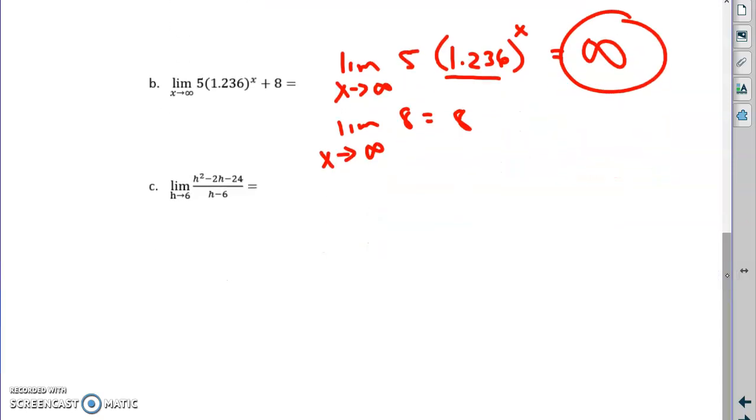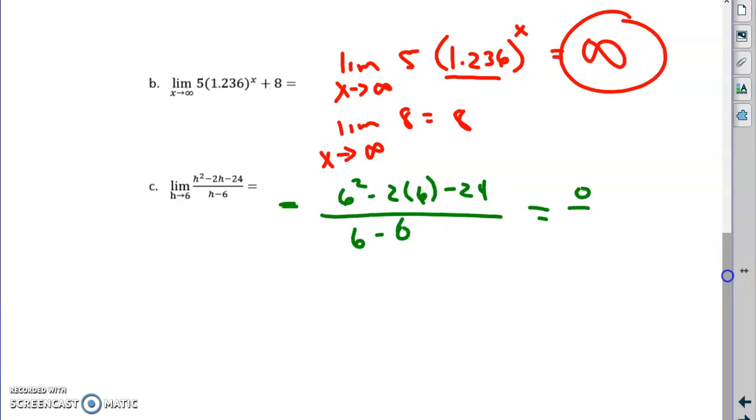And again, if we plug the 6 in, what do we get? We get 6 squared minus 2 times 6 minus 24, all over 6 minus 6. 0 over 0, but that doesn't mean anything. Let's factor. 24 is 6 and 4, minus 6 and a plus 4.